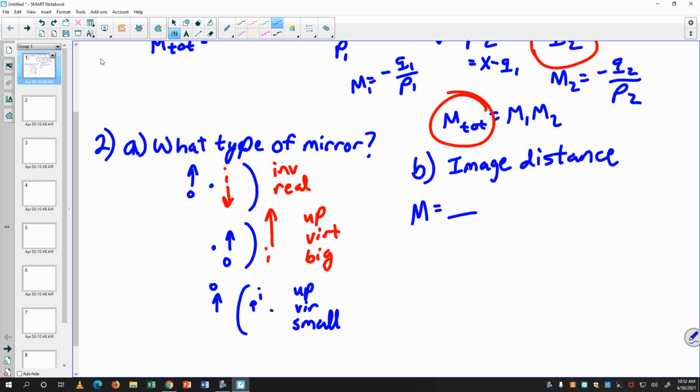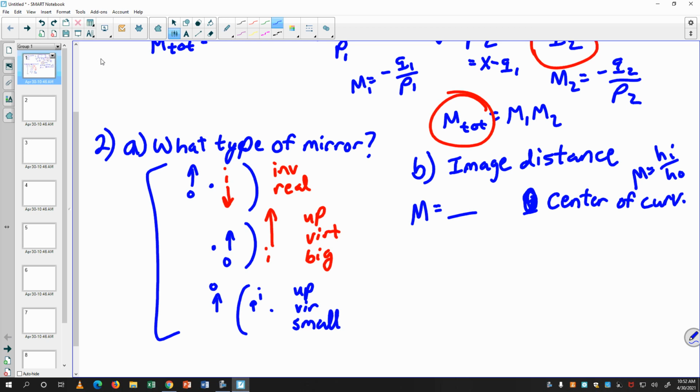You'll have your magnification, because I'll give you the dimensions of the object and the image, and so you can calculate the magnification. M is equal to the height of the image over the height of the object. And also, I'll describe it as virtual, right, bigger, or whatever, and you'll be able to discern from these three scenarios what type of image it is. And then I'll also give you the center of curvature.